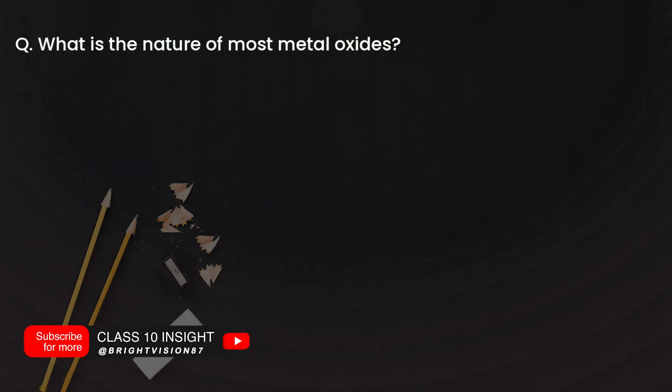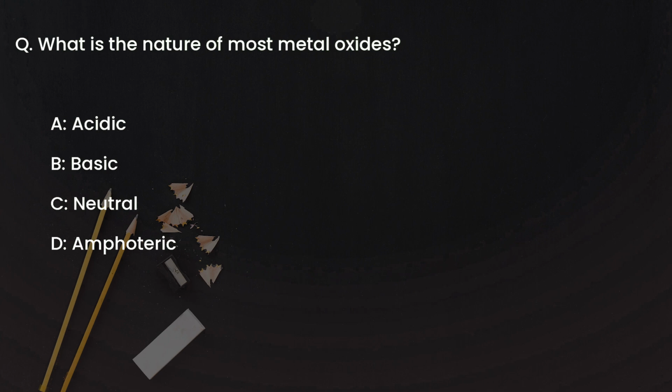Question: what is the nature of most metal oxides? Option A, acidic. Option B, basic. Option C, neutral. Option D, amphoteric. You have 5 seconds to answer the question.